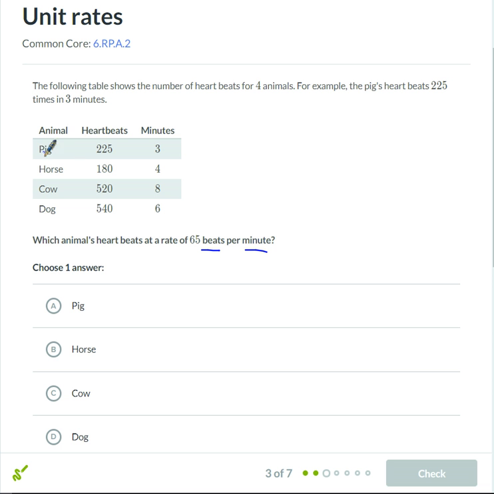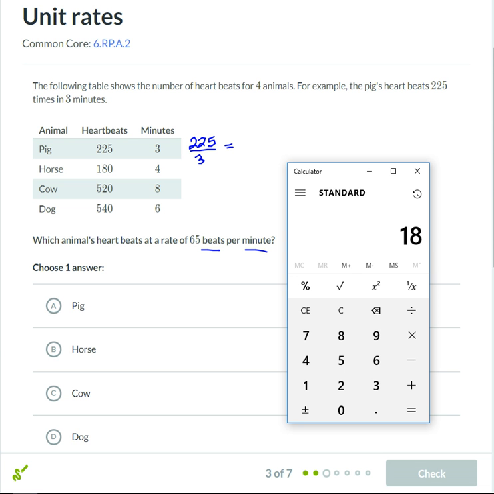So if I start with a pig, 225 should be first because that's the number of beats, divided by 3. 225 divided by 3, I enter 225 first, and I divide it by 3, and I get 75. I'm looking for 65. Pig is not the answer.